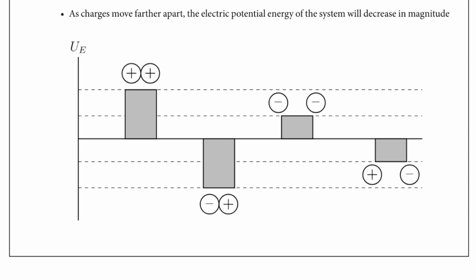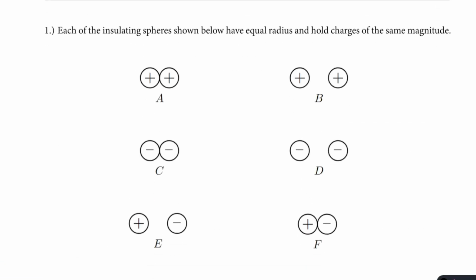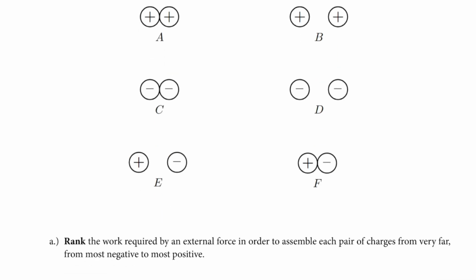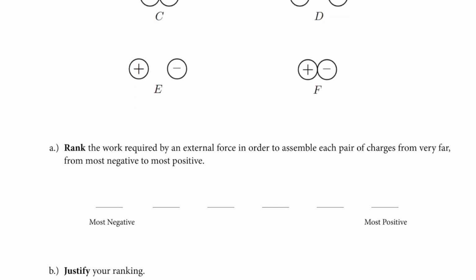And we can see the heights of the bars are just related to how close they are, because it would cost me a lot more energy to bring two positives really close versus two negatives just a little bit separated. So let's kind of gain some intuition with this using a ranking. So we have a bunch of identical insulating spheres. Everything's identical about them, except some have positive charge and some have negative charge. So we are going to be interested in ranking the work required by an external force, and that is just a very long way of saying we are ranking this potential energy, because work required by an external force, that's just the definition of potential energy.